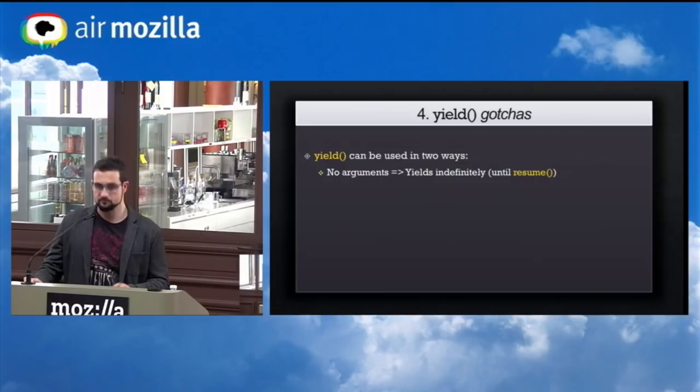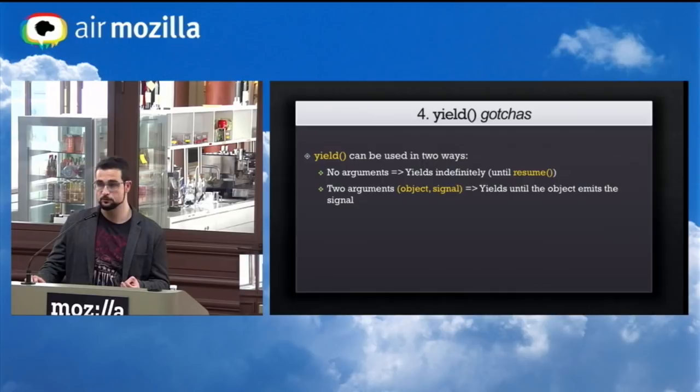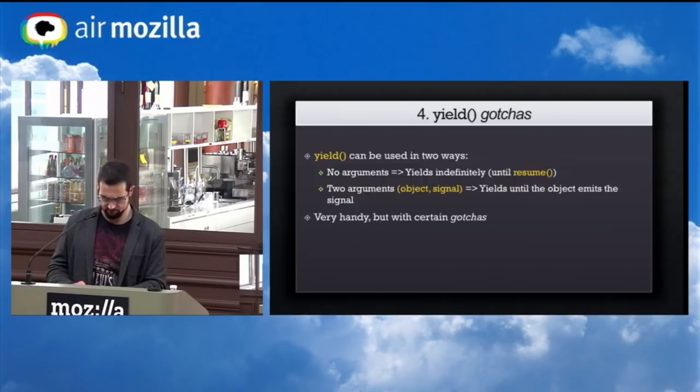And if you call it with two arguments, you pass an object and the name of a signal you expect it to be emitting later, the yield will be in effect until that object emits that signal. Well, this seems pretty simple, but there are some traps. Mainly two.